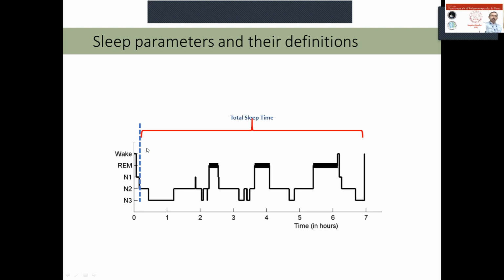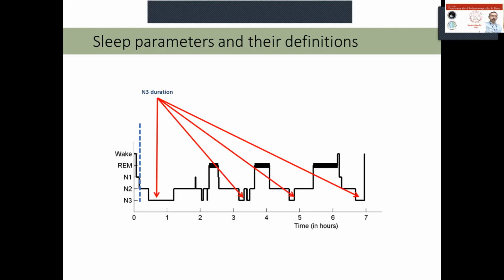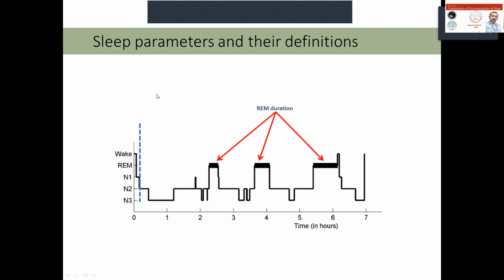So from the start of the sleep till the end of the sleep will be total sleep time. And the onset, when did the first REM occur? So those kind of parameters can be looked at. The overall, take only the N3s and add up what is the duration in minutes or percentage, REM, etc. And then wait.